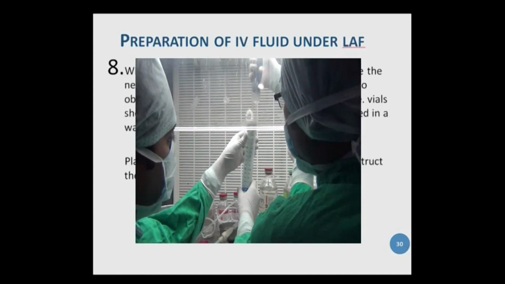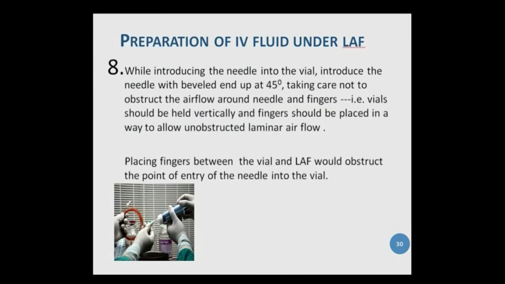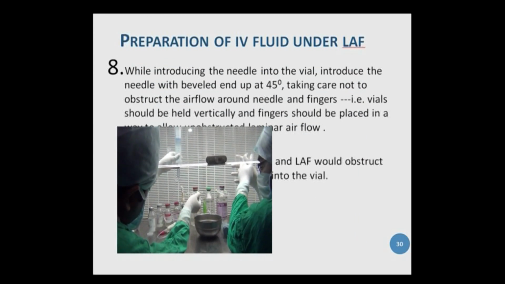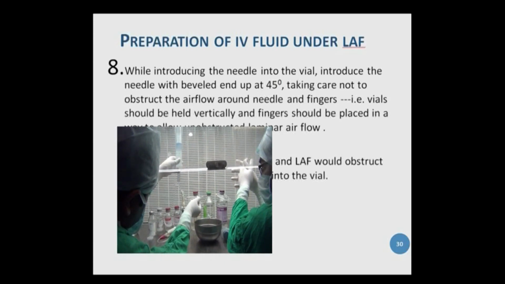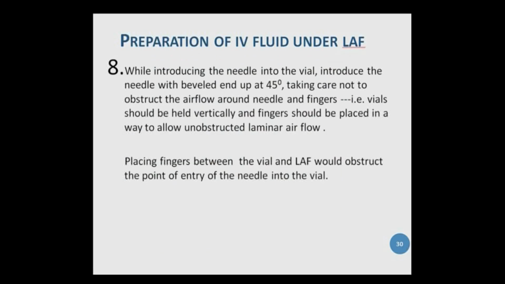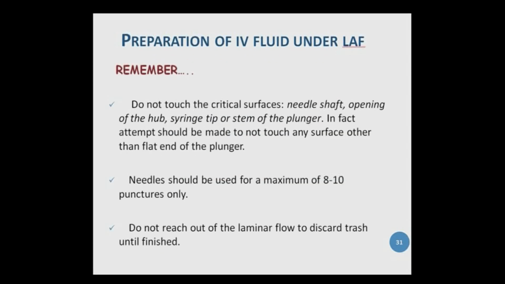That is, the vial should be held vertically and the fingers should be placed in a way to allow unobstructed laminar airflow. Placing the fingers between the vial and the laminar airflow would obstruct the entry of the needle into the vial. Now remember, do not touch the critical surfaces. They are the needle shaft, opening of the hub, syringe tip, or the stem of the plunger. In fact, attempts should be made to not touch any surface other than the flat end of the plunger.